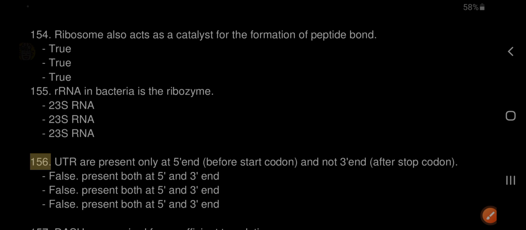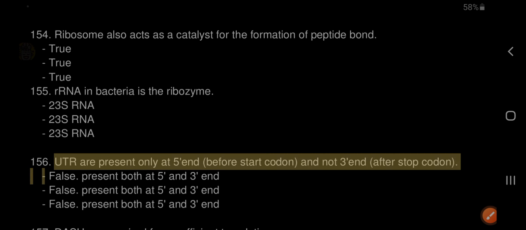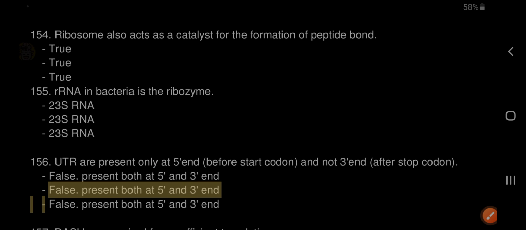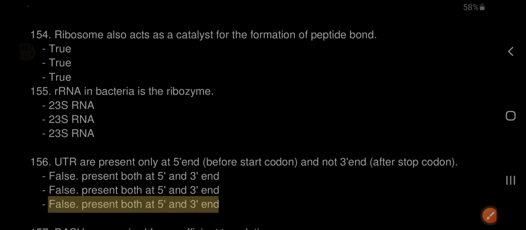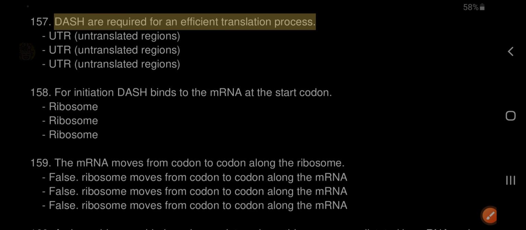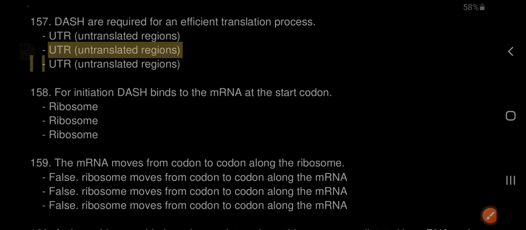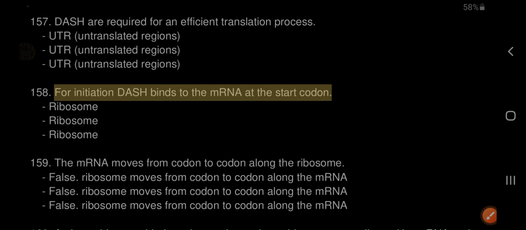156. UTRs are present only at the 5' end before the start codon, and not at the 3' end after the stop codon. False. Present both at 5' and 3' end. 157. Dash are required for an efficient translation process. UTR, untranslated regions.